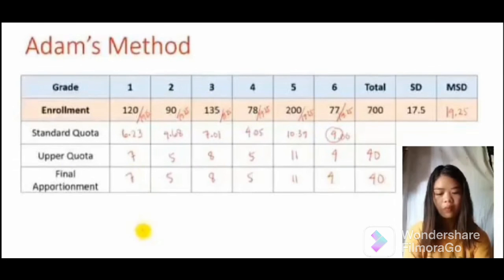Siyempre, sa final apportionment, gagayahin lang natin yung modification na ginawa natin. Yung final apportionment is 40.